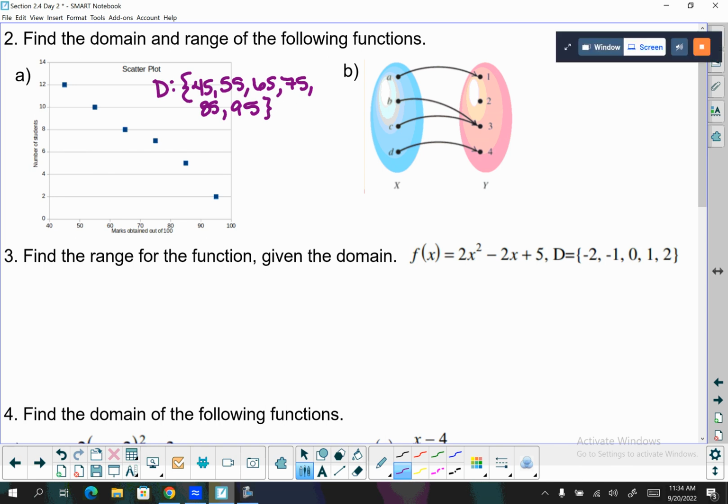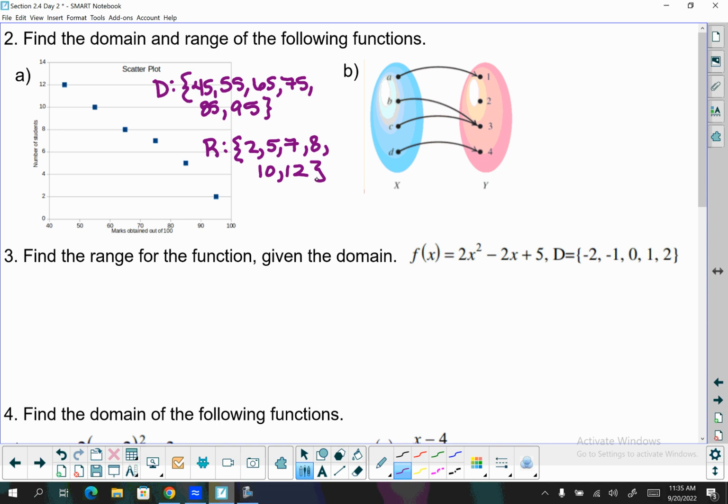Range is the same thing. Only difference now is we're using the y values. If I'm listing my y values, it just looks like it's 2, 4.5. No, that's not 4.5. That's a 5 on this graph. 5, 7, 8, 10, 12. Just listing them out. Nothing crazy.